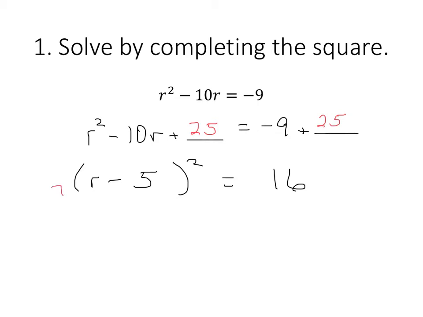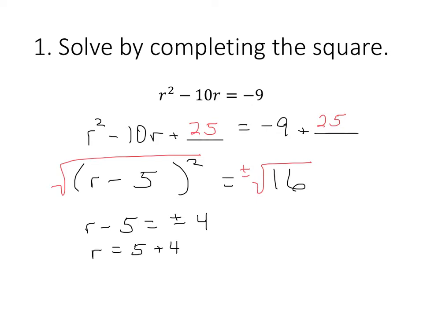Now we can take the square root, use the square root property that says the square root of the left equals plus or minus the square root of the right. And that gives us r minus 5 on the left equals plus or minus 4. So r equals 5 plus 4, or r equals 5 minus 4. That means our solution set is going to be 9 and 1.